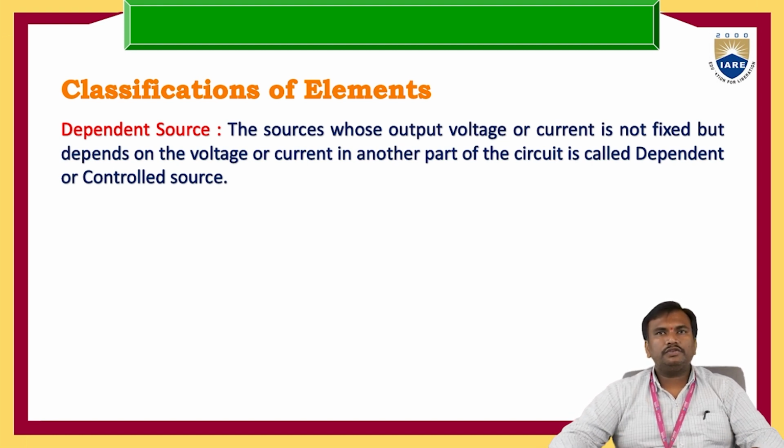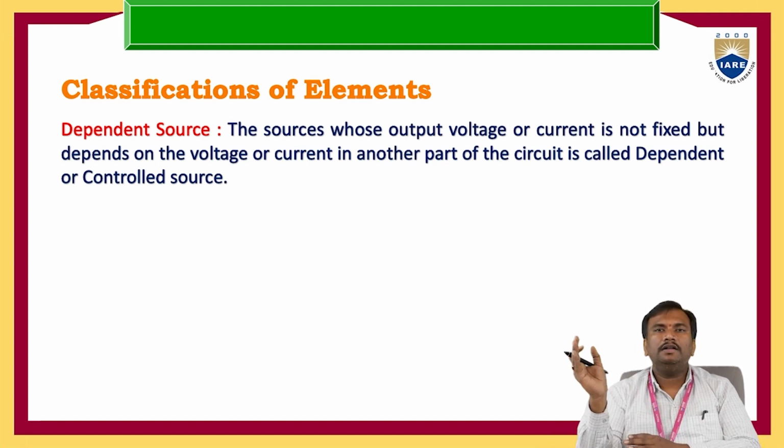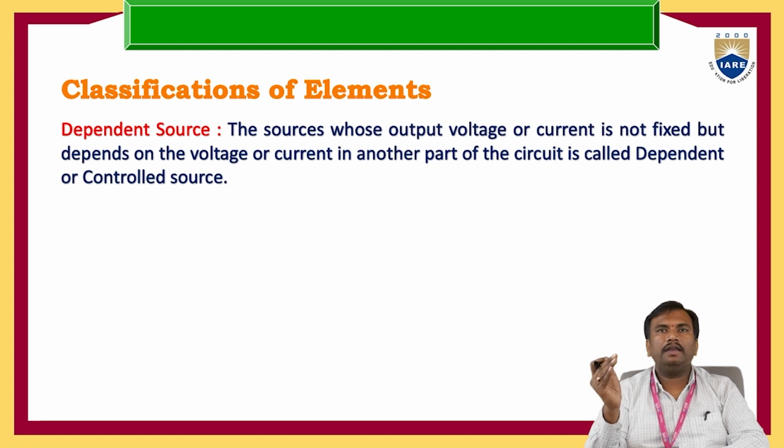In the dependent source, the output of the dependent voltage source is not fixed. It depends on either voltage or current flowing through any other part of the circuit. That means the dependent source magnitude will depend on the voltage or current of any other part of the circuit.